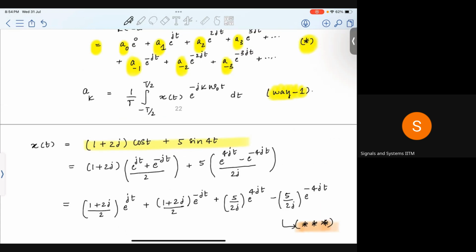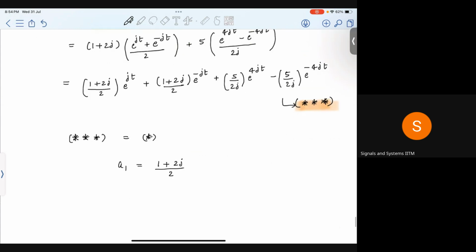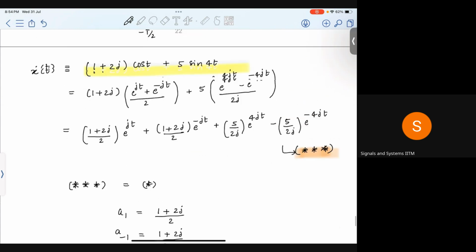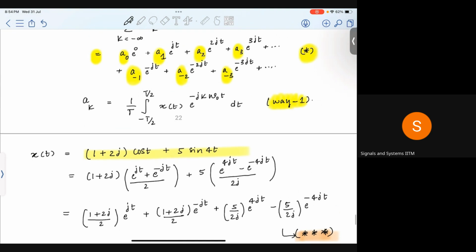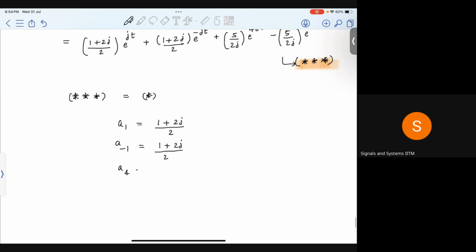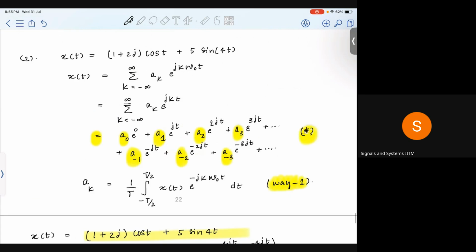Okay, and a minus 1 is equal to 1 plus 2j by 2, and a4 is equal to 5 by 2j, and a minus 4 is minus 5 by 2j, and ak is 0 for k not equal to 1, minus 1, 4, minus 4. Okay, so summary, what did I do?